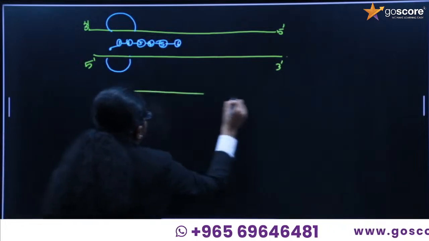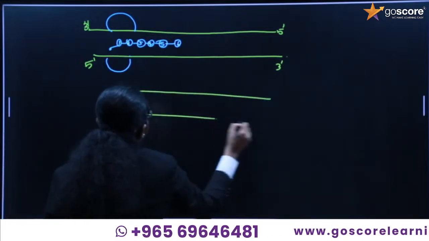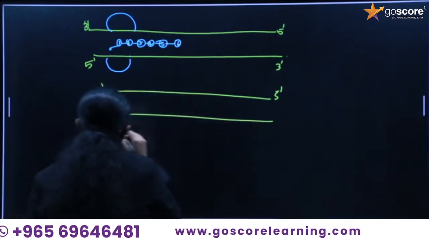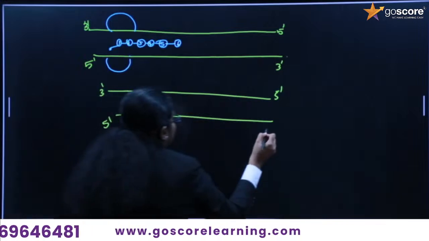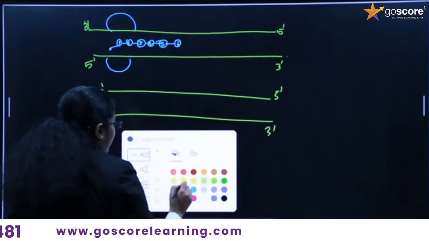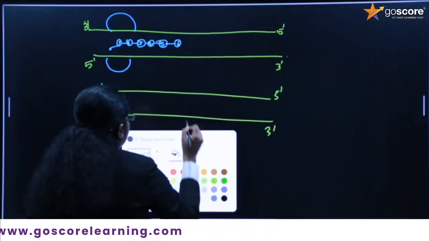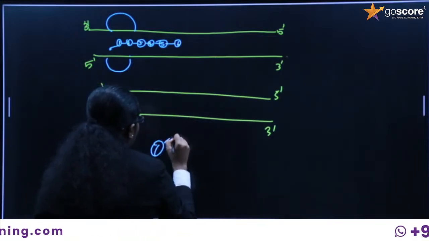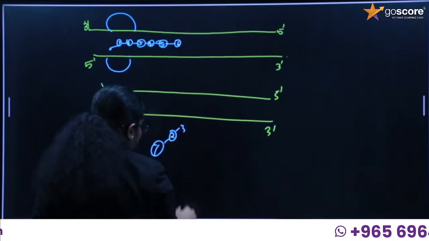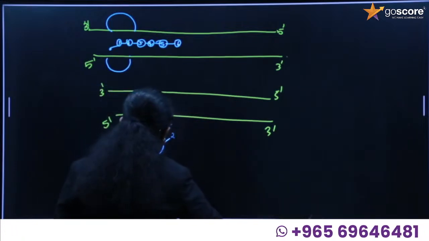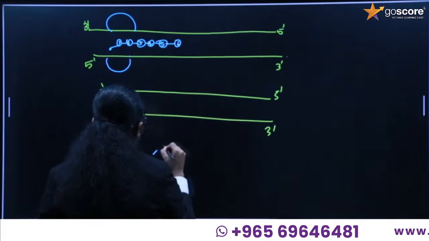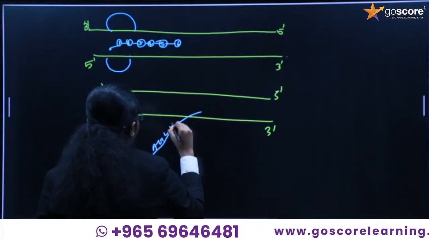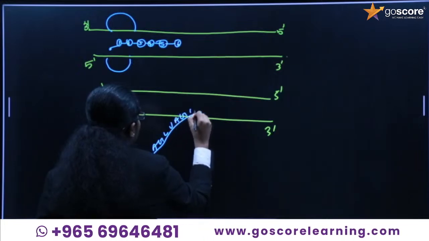So what is the second step? Elongation. Elongation means the polynucleotide will be elongated in the 5 prime, 3 prime direction. So we can say this first nucleotide will be coming outside, then the second nucleotide, then the third nucleotide. We can write the names so it will be easy for you to understand: adenine, guanine, cytosine, uracil, adenine, guanine, cytosine, uracil.